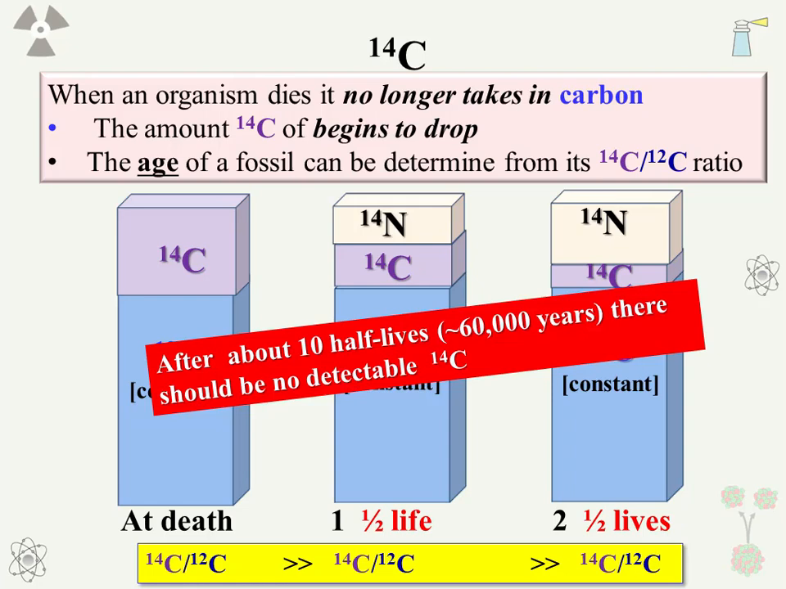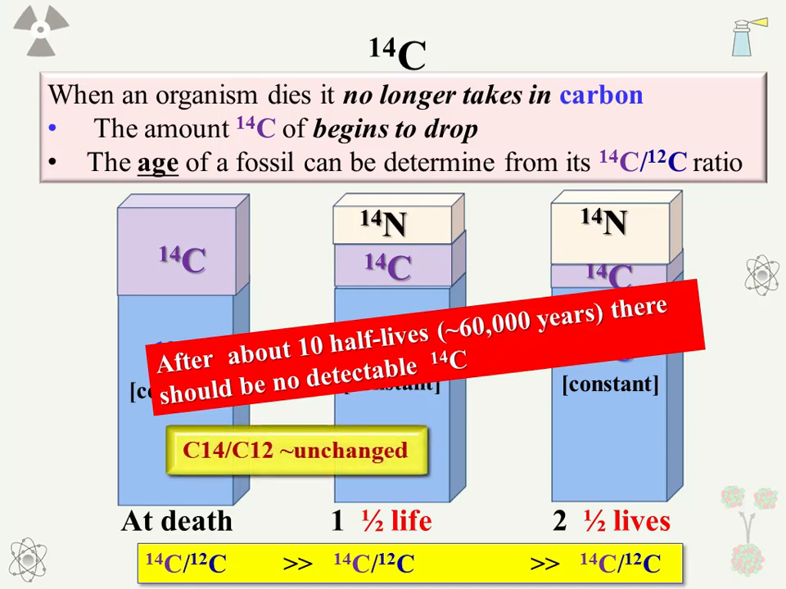On the other side of the time scale are fossils that are not very old. If not enough time has passed for a measurable amount of carbon-14 to have decayed, then there's not enough difference in the ratio to deduce a time of death.